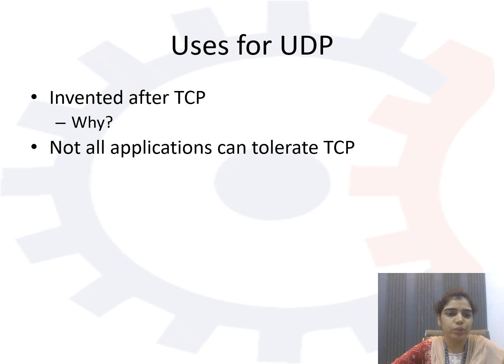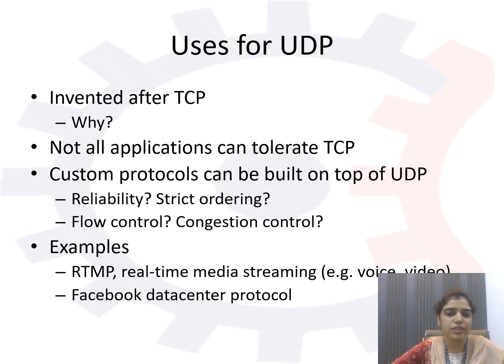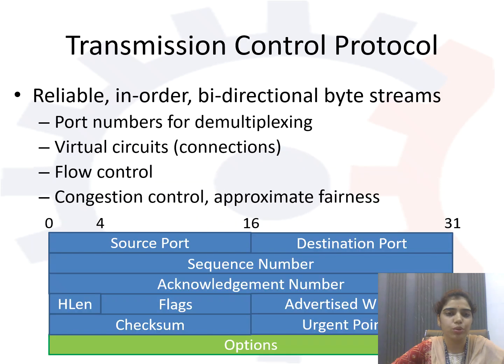Uses for UDP. Invented after TCP. Not all applications can tolerate TCP. Custom protocols can be built on top of UDP. Examples: RTMP, real-time media streaming, and Facebook data center protocol.